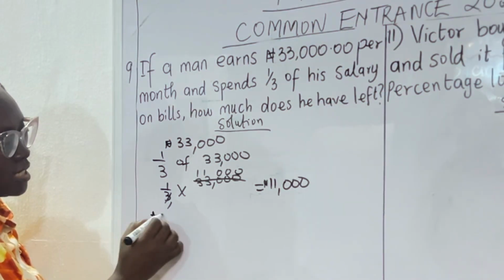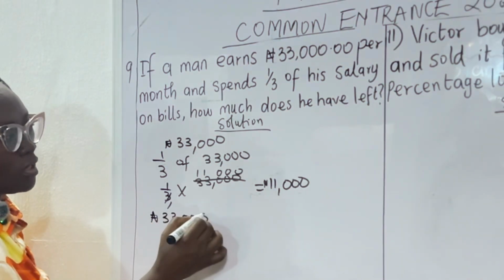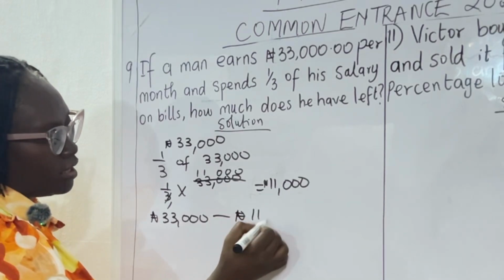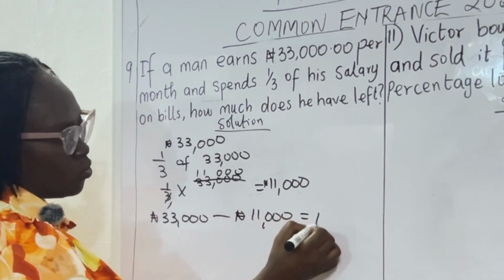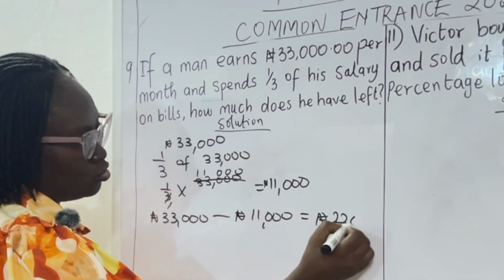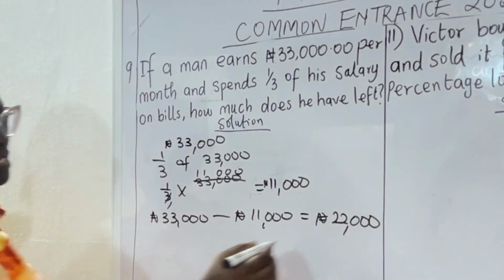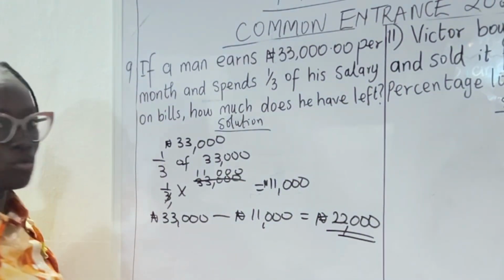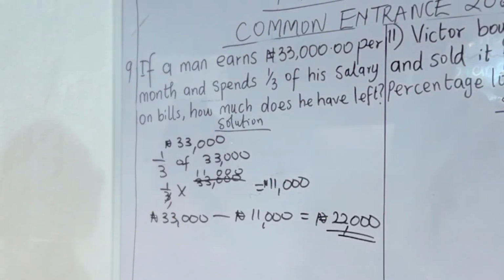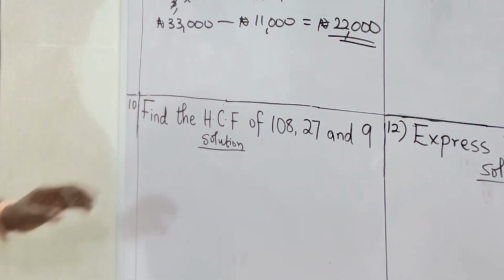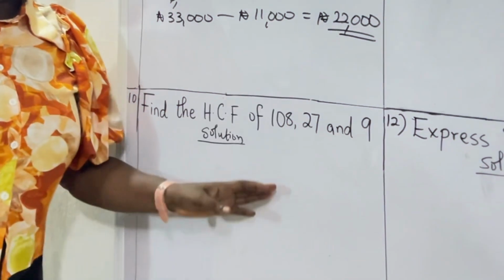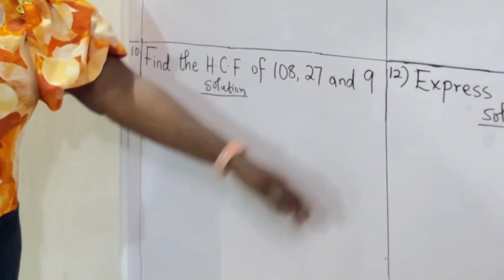So we go ahead and say 33,000 take away 11,000. That gives you what? 22,000. So your final answer is 22,000 naira. Remember to put your unit. Next question says find the HCF of 108, 27, and 9.